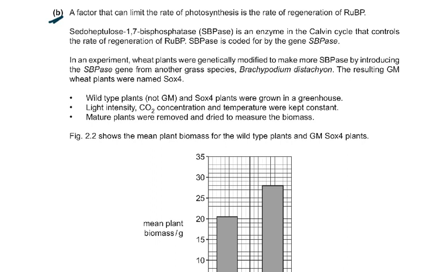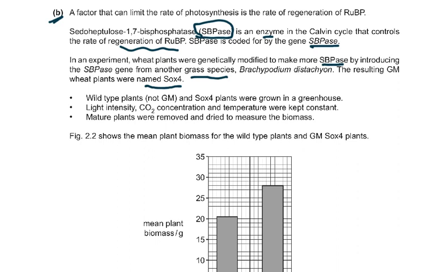Sedoheptulose 1,7-bisphosphatase, SBPase. Thank you, they've given us an easy way out. SBPase is an enzyme in the Calvin cycle that controls the rate of regeneration of RuBP. We just did the Calvin cycle. SBPase is coded for by the gene SBPase. Very nice. In an experiment, wheat plants are genetically modified to make more SBPase by introducing the SBPase gene from another grass species, Brachypodium distachyon. The resulting GM wheat plants were named SOX4.